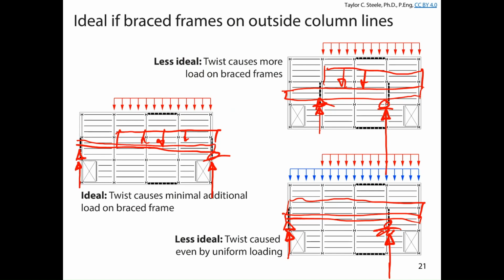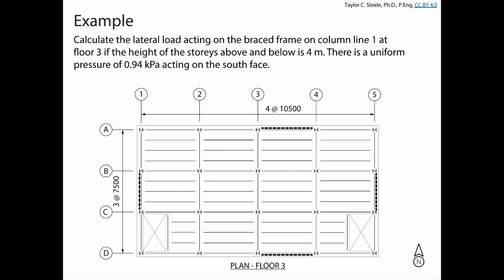Now, we've got not a lot of time, but I'll at least try and put some of these concepts together for us. We've got an example here where we want to calculate the lateral load acting on the braced frame at column line 1. That's this one. At floor 3, if the height above and below the stories is 4 meters. And we're going to take uniform pressure of 0.94 kPa. I'll show you where that comes from later on in the course. But basically what we're going to do is we're going to say this is 0.94 kPa. This height here is 4 meters. This height here is 4 meters.